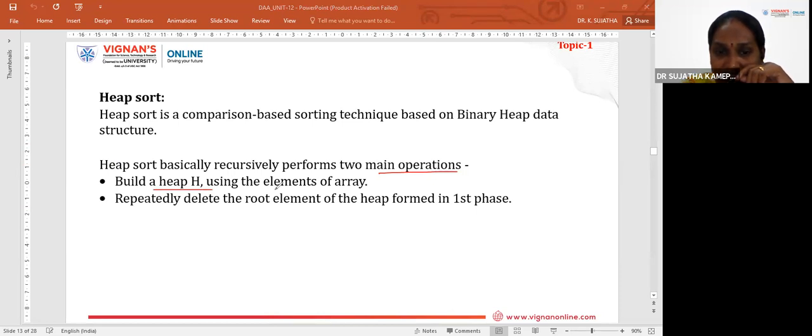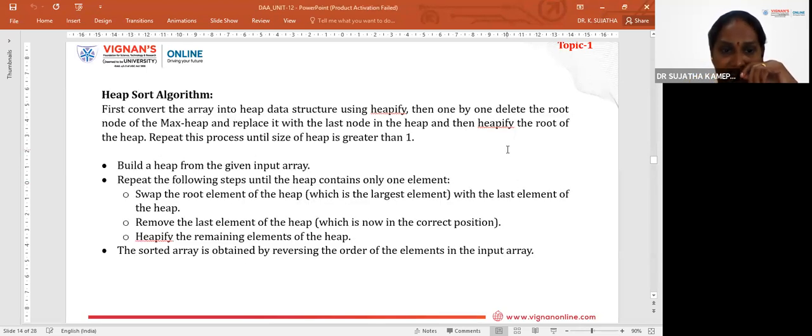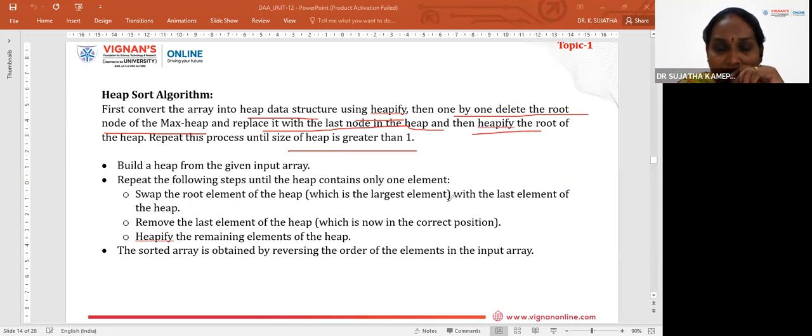First, building a heap H using the elements of the array, and then repeatedly deleting the root element of the heap formed in the first phase. So first we need to build the heap and then we need to remove the elements one by one. The algorithm steps: first convert the array into heap data structure using heapify. Then one by one delete the root node of the max heap and replace it with the last node in the heap. Then again heapify the heap. Repeat this process until the size of the heap is greater than 1.